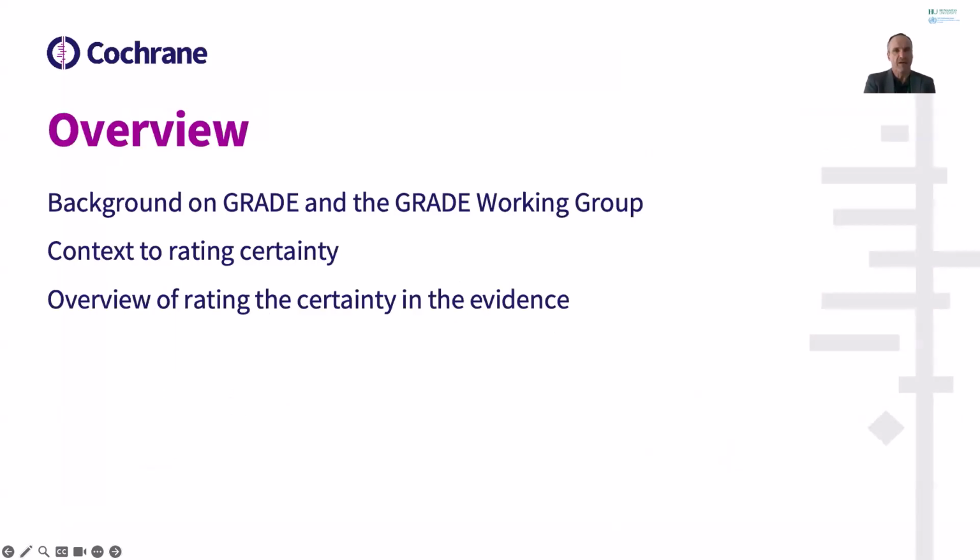For today, given that this is the introduction to a series of several webinars, what I thought to do is to provide background on GRADE and the GRADE working group and how this all fits with Cochrane. I will provide the context for why we are actually interested in rating the certainty in general and what else is relevant for Cochrane systematic review authors and why we are doing this work. And I feel that this is particularly important in the context of GRADE and for understanding the background around GRADE.